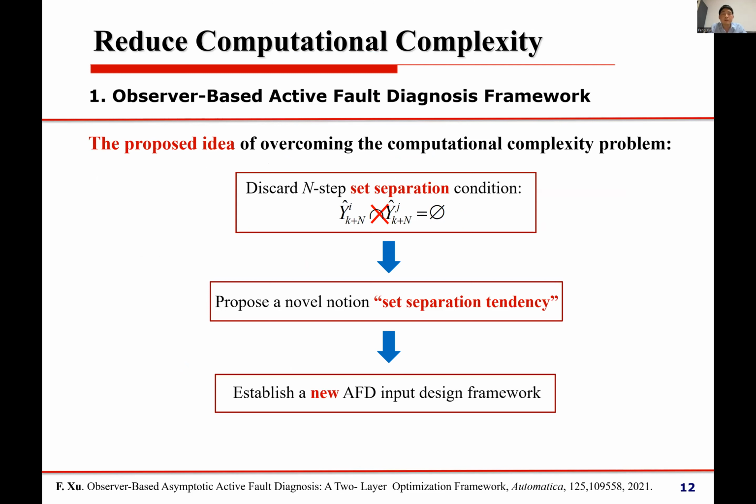In this part, there are 2 sections. The first section is about the observer-based active fault diagnosis framework. And then in the second section, I will introduce a new method to optimize the performance. So starting from here, I propose a new idea to overcome the computational complexity problem. As I introduced in the previous part, the origin of the computational complexity is the set separation conditions. If we want to reduce complexity, we have to discard these conditions. So our idea is that we proposed a new notion, which I gave the name set separation tendency. And based on this notion, we established a new active fault diagnosis framework.